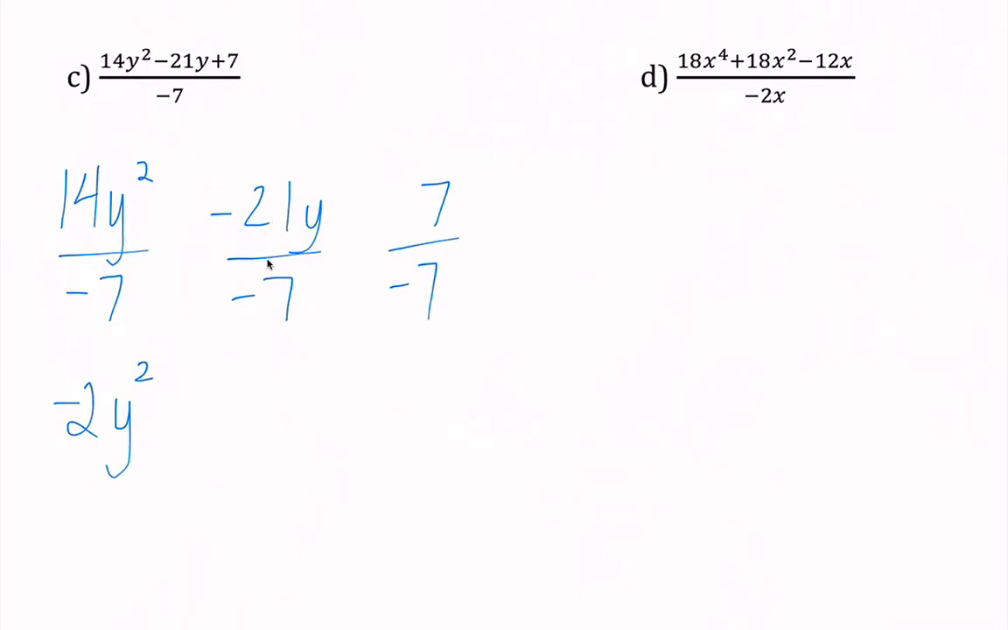I have negative 21 divided by a negative 7. That's going to give me a positive 3. There are no y's on the bottom, so this y just drops. And finally, a 7 divided by a negative 7 is a negative 1.